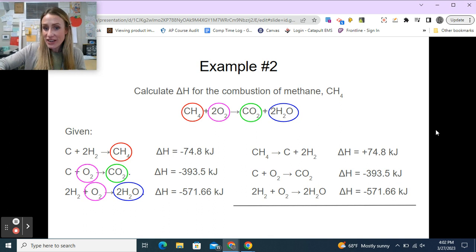So now all I have to do is add them all up together and cancel some stuff out. I can see that I have a carbon on the product side in that first equation. I also have a carbon on the reactant side in that second equation. So those two things cancel out.